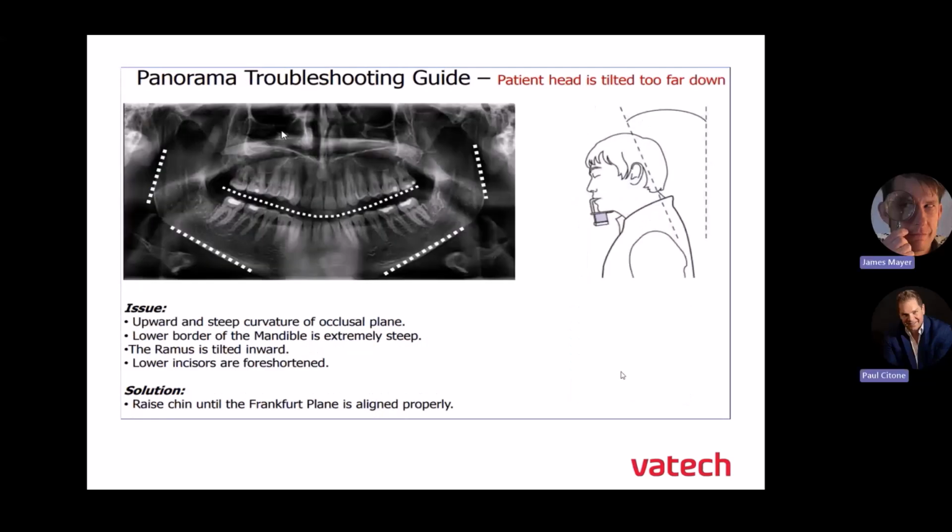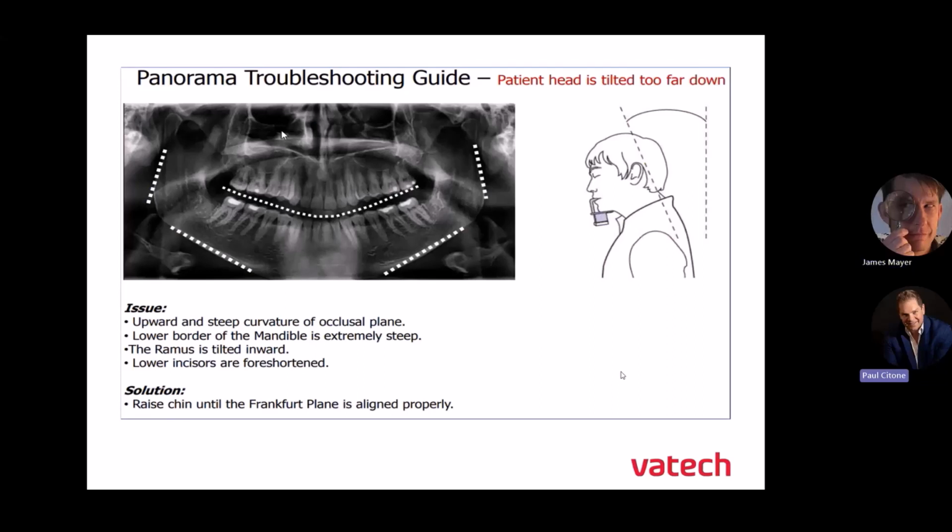So in this next image, we can see that the patient's head is basically tilted too far down. They're angled too forward and too far down. So you can see the curvature there, the occlusal plane is off. So the solution would be to get them in an ideal resting position and get that Frankfurt plane aligned properly. So we have that Frankfurt plane from the tragus to the bottom of the orbit. Just basically a natural head position would avoid this issue.